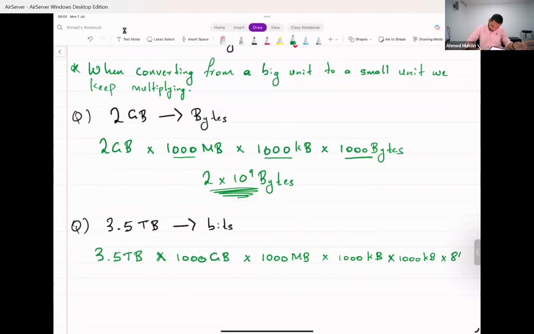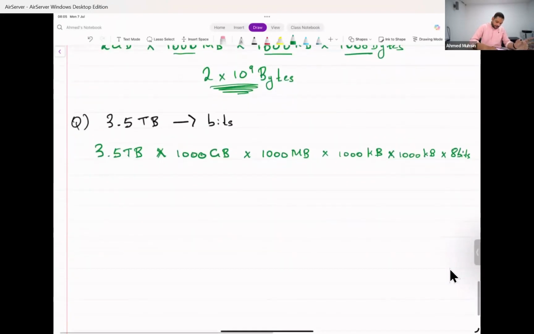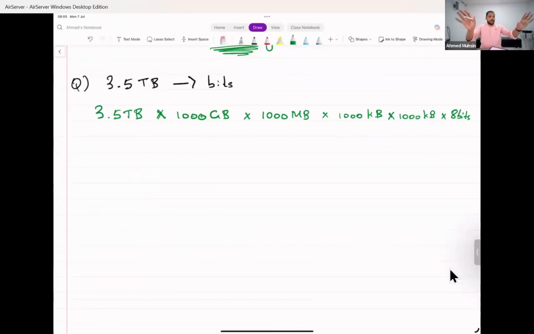8 bits. Okay, guys, you can read my answer, right? 8 bits is over here. How do we write our answer? This answer is completely fine. If you want, guys, 3.5 times 10 to the power of how many zeros? 12 zeros into 8. And what's your unit? No, bits. Your unit here is bits. Are we okay with this?